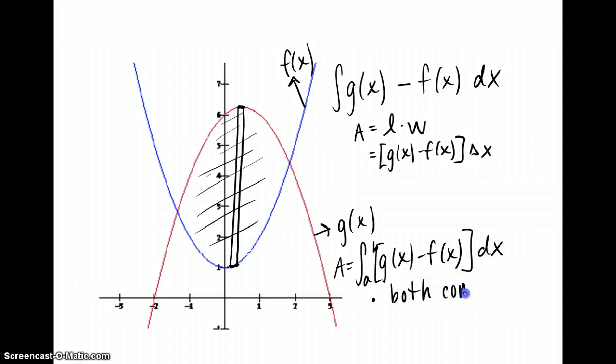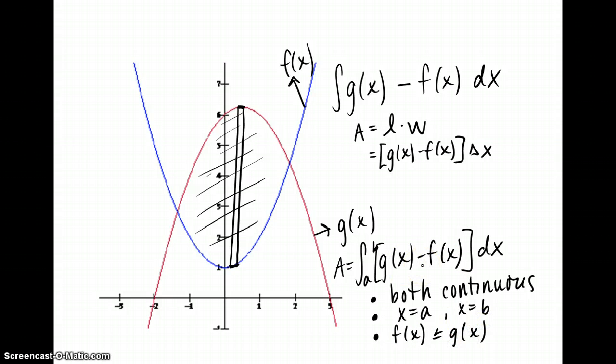Both functions must be continuous on the interval from a to b, so no discontinuities, no breaks in the graph. And furthermore, what we're calling here f of x has to be less than or equal to g of x. So there has to be a function where, in this interval, all the y values of the function we're calling g are bigger than or equal to the y values of this function f.